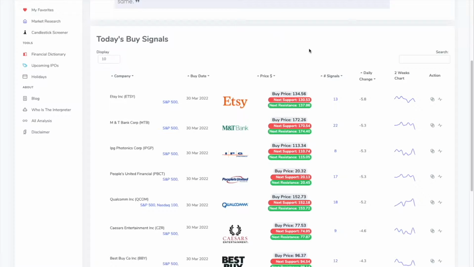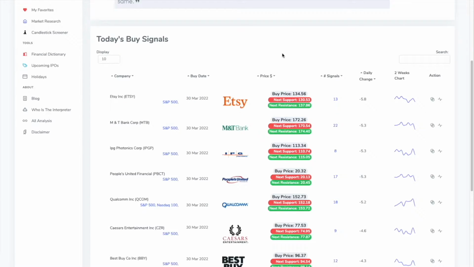This is a list of all stocks from the Dow 30, the Nasdaq 100, and the S&P 500 that recently received a buy signal and that is currently active. So let's take a look at this list. On the left-hand side, we will have the company name, the index it belongs to, and you will also see the date that it received a buy signal. This is today's date at the moment of recording.